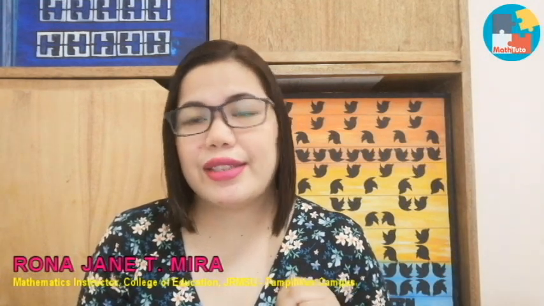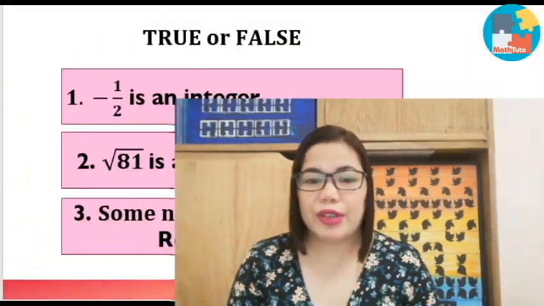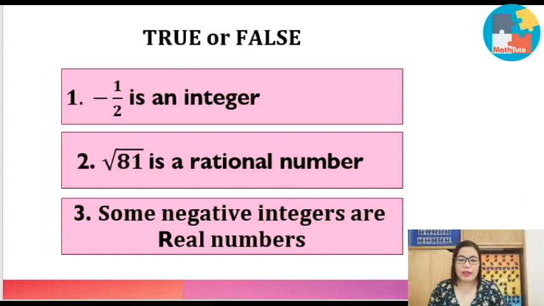As I have promised, before we start the second topic, let us review the three exercises I posted in our first video. The first statement was negative 1/2 is an integer. Take note that according to the definition of integer, it is a whole number. Since negative 1/2 is just negative 0.5, it is a decimal, therefore we cannot consider negative 1/2 an integer. So the first statement is false.